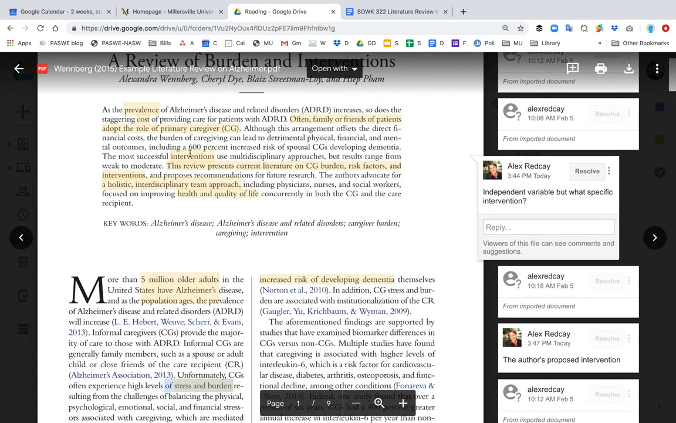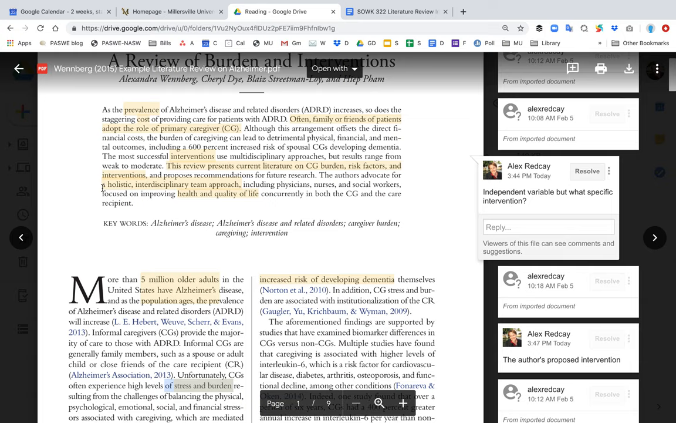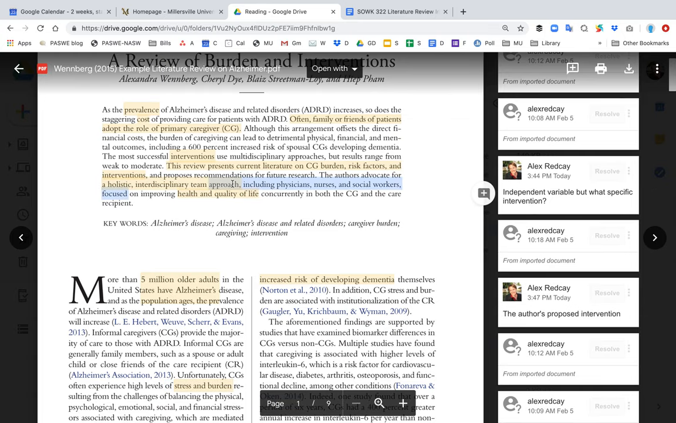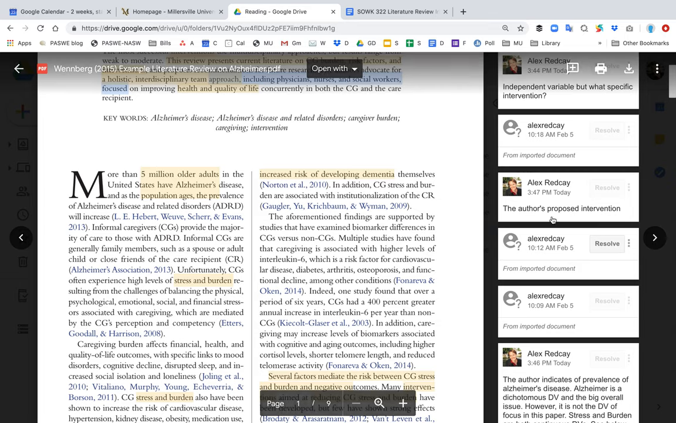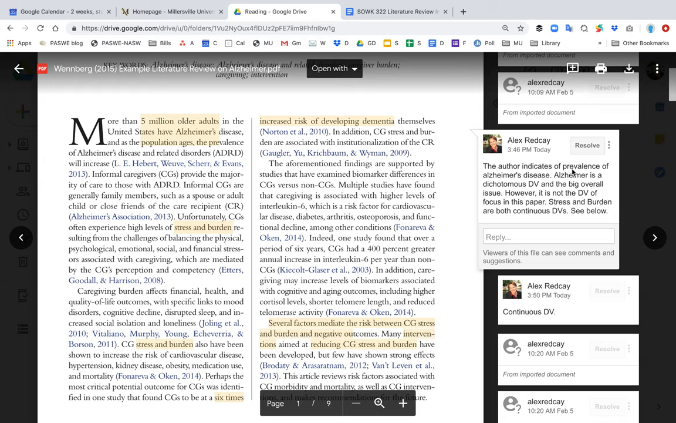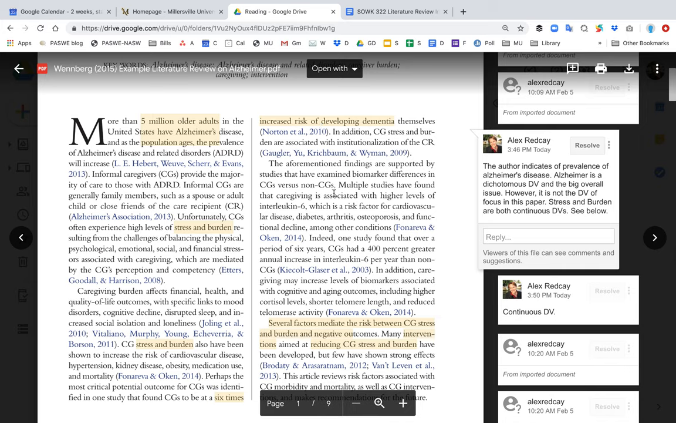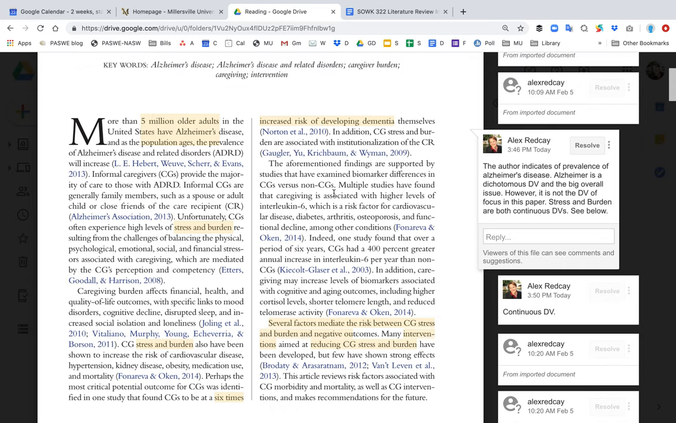This tells you the independent variable. The intervention is the independent variable, but what specific intervention are they talking about? They're talking about a holistic interdisciplinary team approach. That's what they're looking at. They propose an intervention, and again, here the authors indicate the prevalence of Alzheimer's disease. Now I want you to try to figure out the prevalence of your continuous DV. Okay, so this video was about the introduction in the Wennberg article. I want you to use this as a model as you write your introduction to your paper.